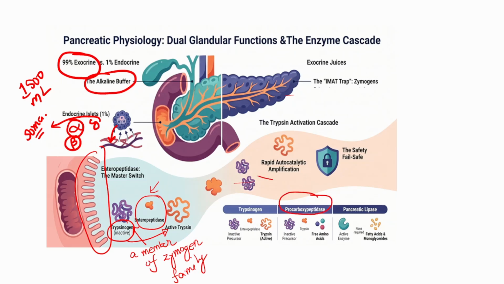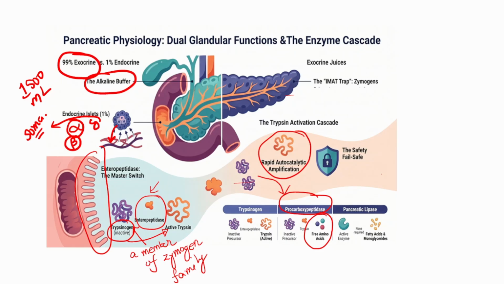As it's not shown here, we're going to see the image underneath, and you'll see that the trypsin acts as a universal activator that cleaves pro-carboxypeptidase into free amino acids alongside other enzymes that we will see in the anchor slide. And in step 3, active trypsin exhibits rapid autocatalytic amplification, cleaving more trypsinogen to drive the cascade forward.